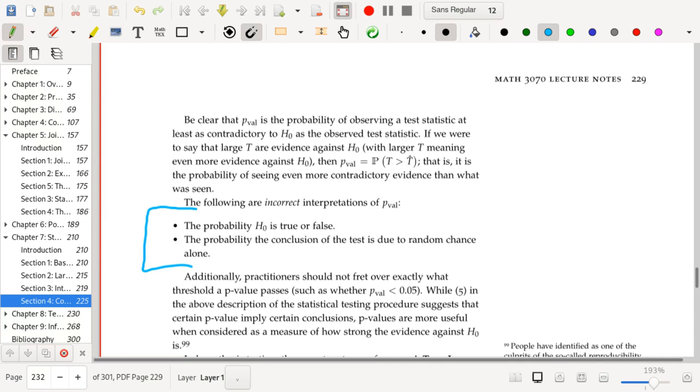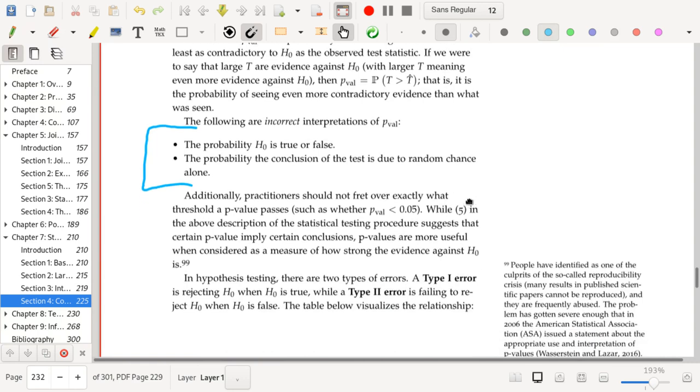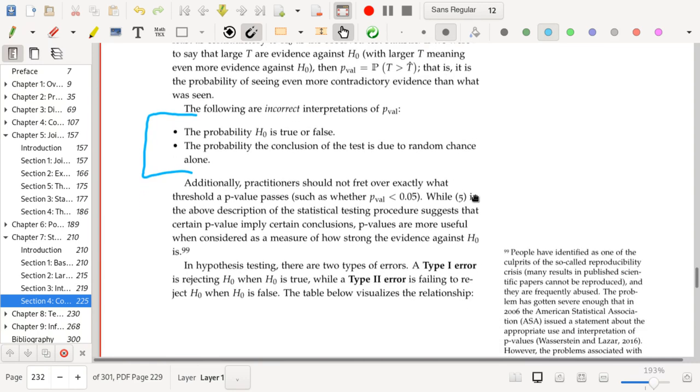You're collecting data to try to decide which one is which, but you don't know. Nature is not randomly deciding between the null and alternative hypothesis being true. So, since that's the case, it does not make sense to talk about the probability the null hypothesis is true or false, since whether it's true or false is not a random thing. So that's the first incorrect interpretation of a p-value.